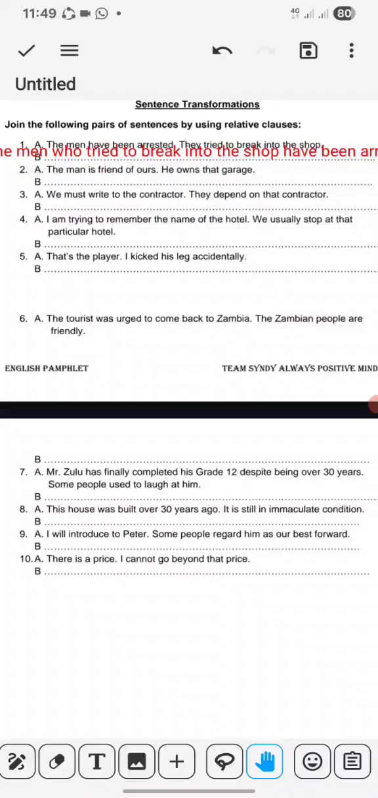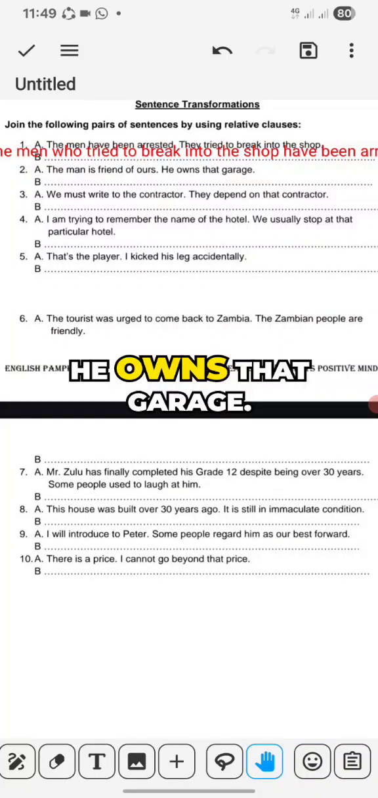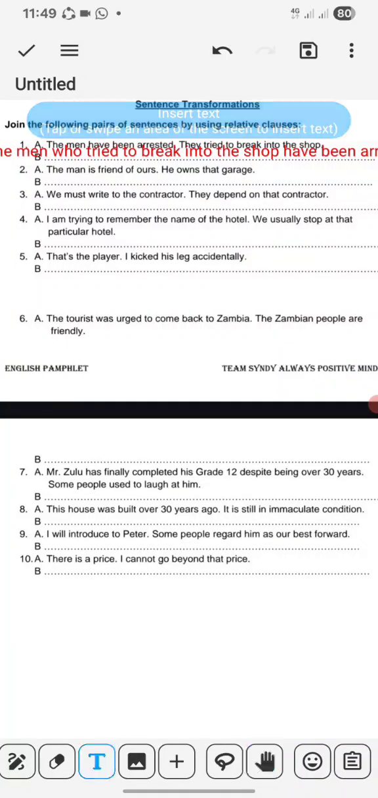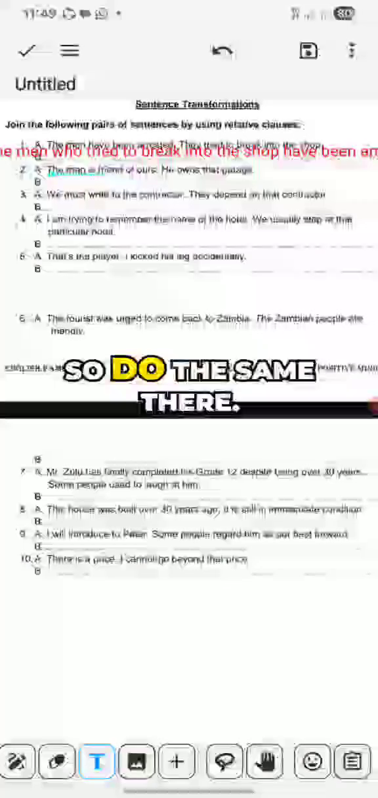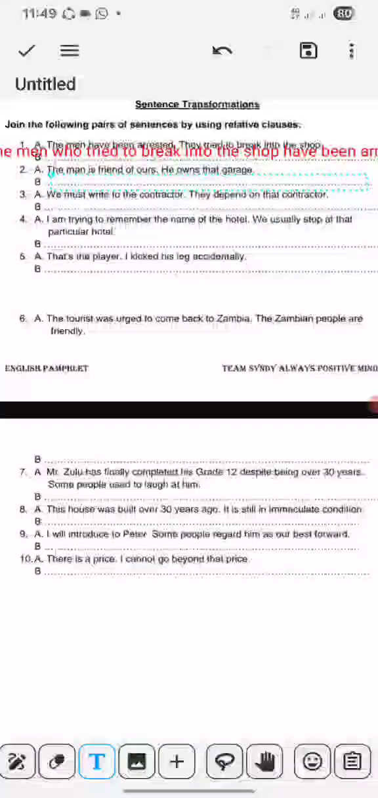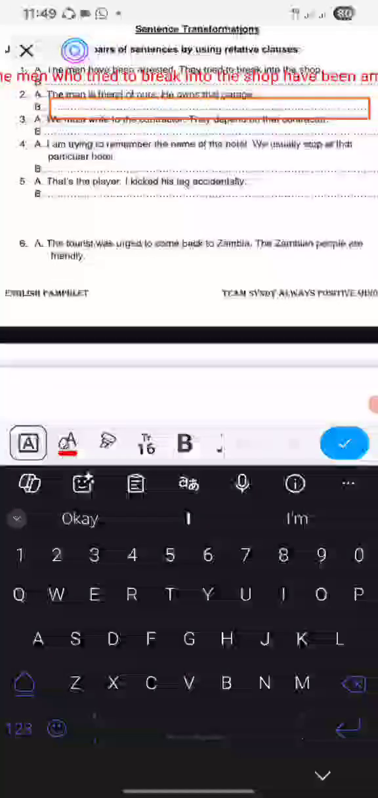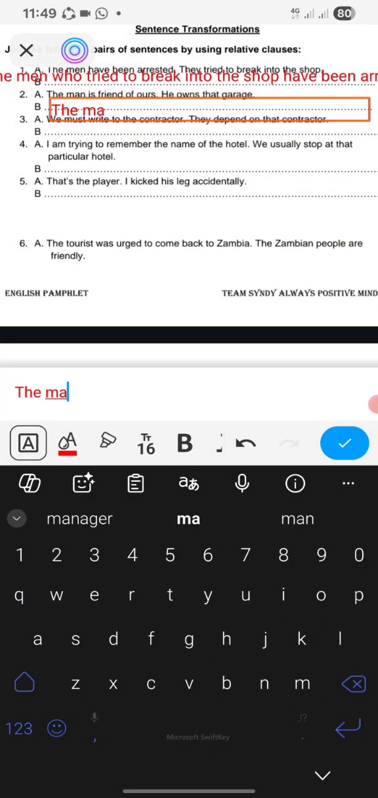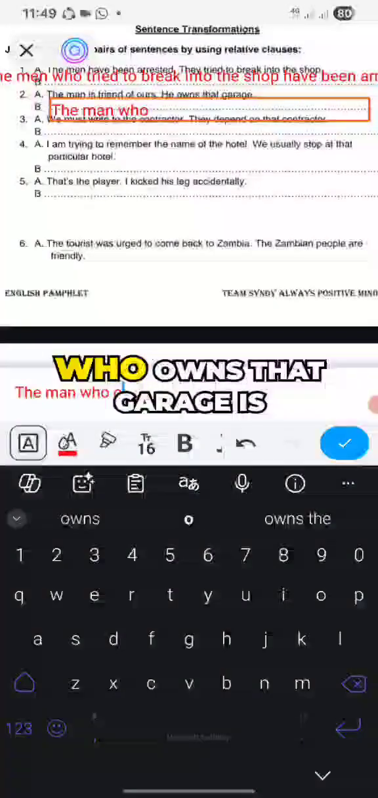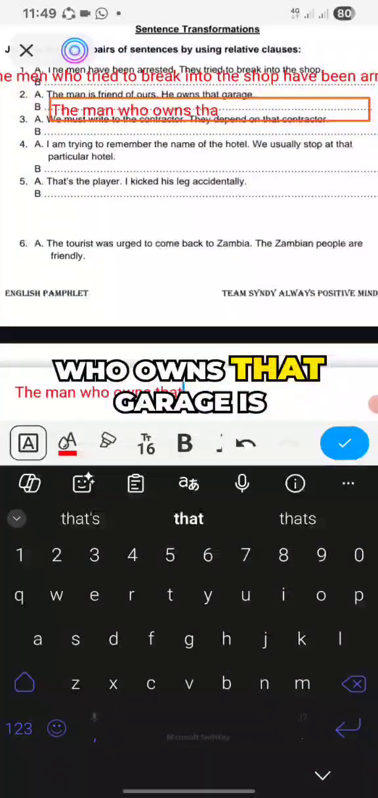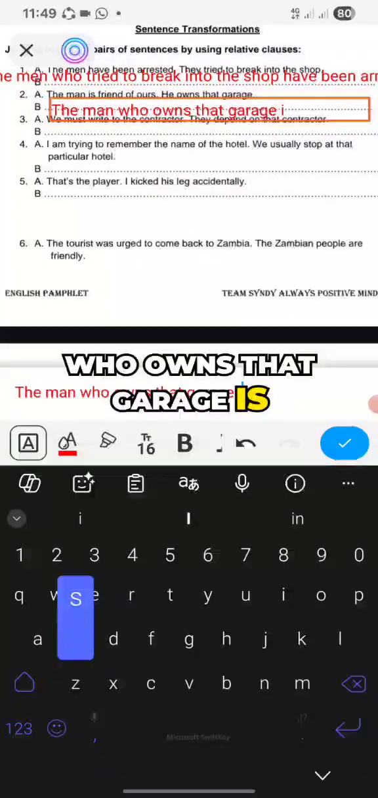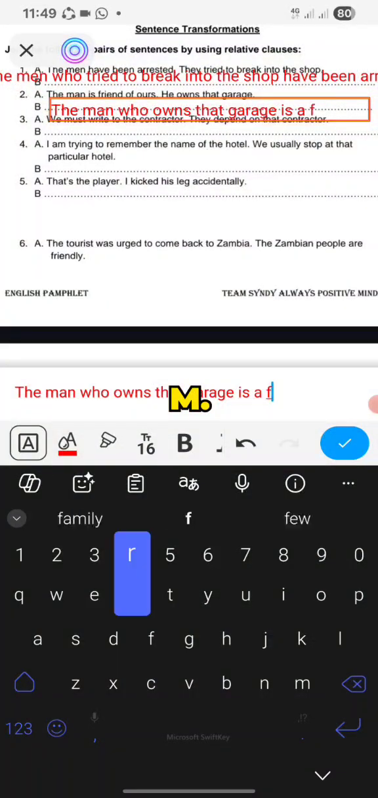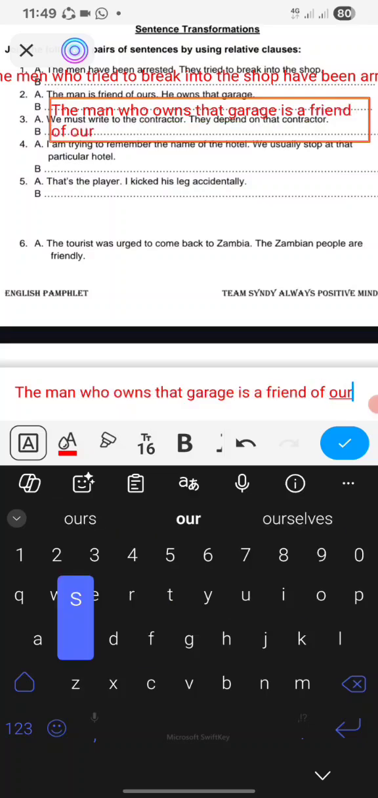Now, let's check out the second question. The man is a friend of ours. He owns that garage. So we'll do the same there. This one will be joined like this: the man who owns that garage is a friend of ours. Full stop.